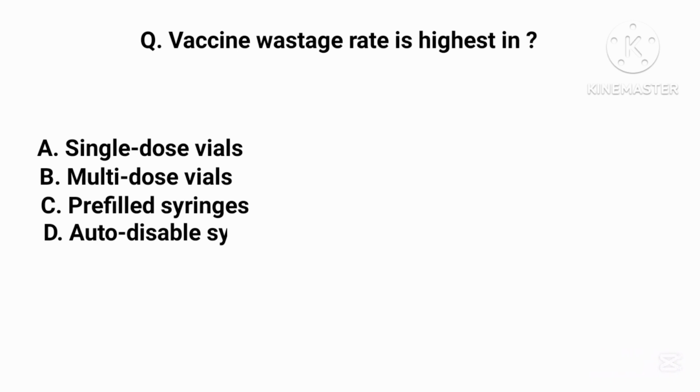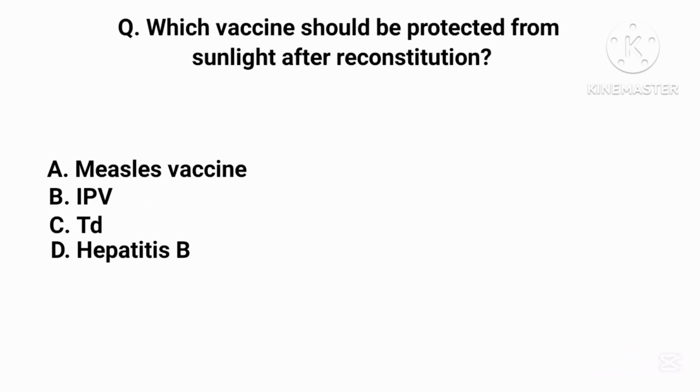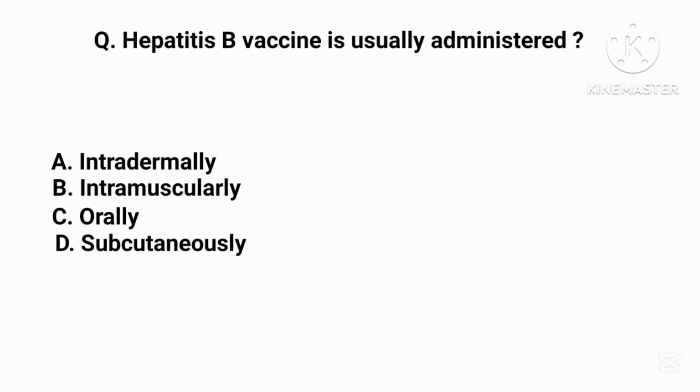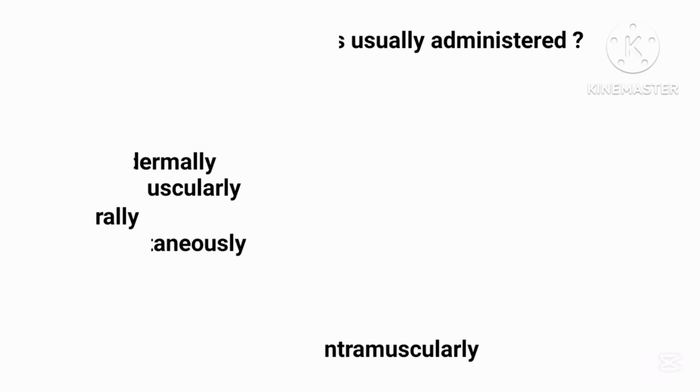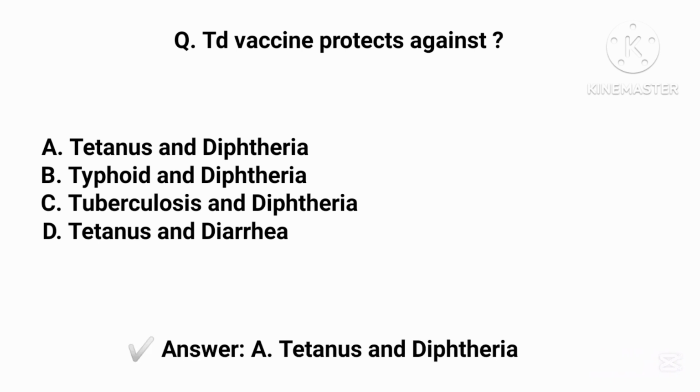Vaccine wastage rate is highest in. Correct answer is option B, multi-dose vials. Which vaccine should be protected from sunlight after reconstitution? Correct answer is option A, measles vaccine. Hepatitis B vaccine is usually administered. Correct answer is option B, intramuscularly. TD vaccine protects against. Correct answer is option A, tetanus and diphtheria.